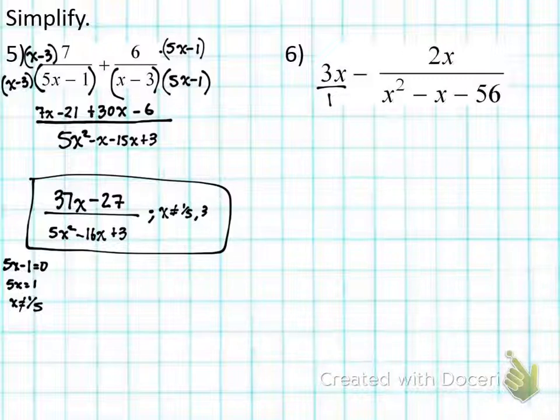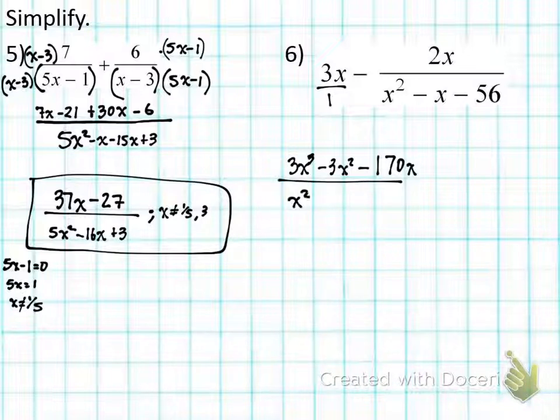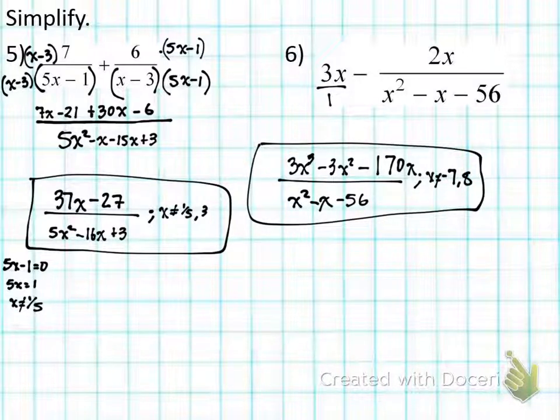We got 3x minus 2x. We want to find the final answer. Your final answer is going to be the following: 3x cubed minus 3x squared minus 170x, right? Why is it 170x? Because we have to multiply negative 56 times 3x, which is negative 168x. And then we have to subtract 2x again, which gives 170x, all over x squared minus x minus 56. What are my excluded values? x cannot equal negative 7 and 8.